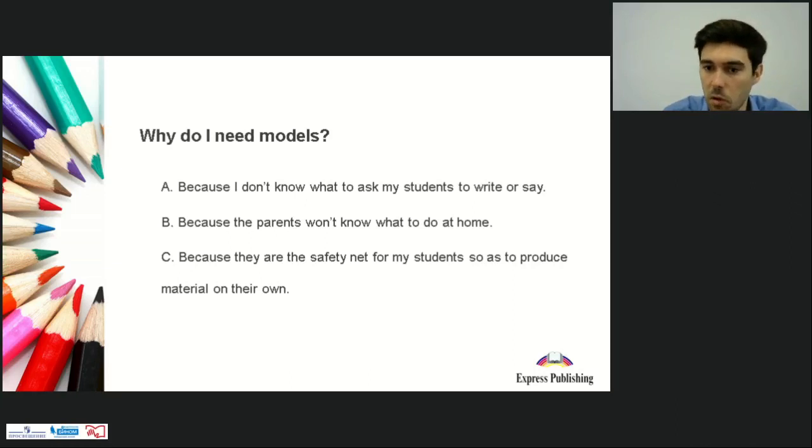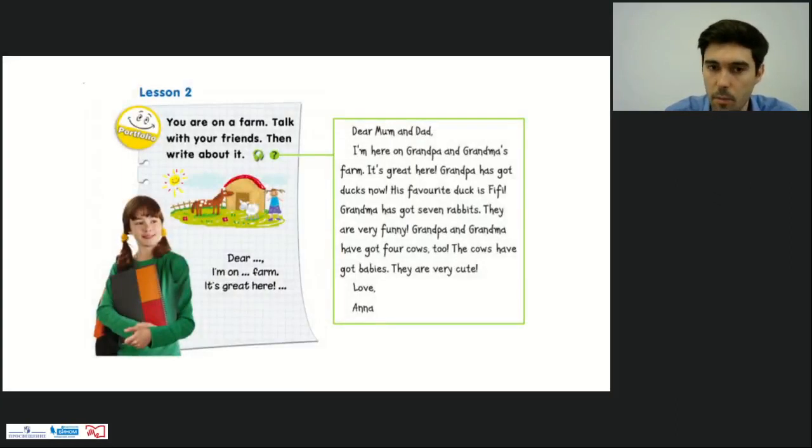So we can see here when we come to a writing activity in the interactive whiteboard software and in the pupils' books, we always have some form of a model. So here we're on a farm and we're talking to our friends and we're going to write about it. So we have some useful language at the bottom of the model. And then we also have a template or a model that we can go through with our students that our students can later use to write their own letter. So this is why models are important at primary levels as a support, and also as an example, so students can produce language on their own.